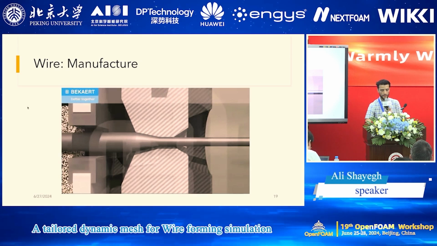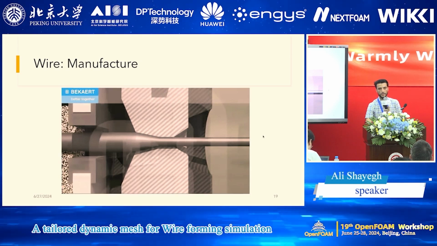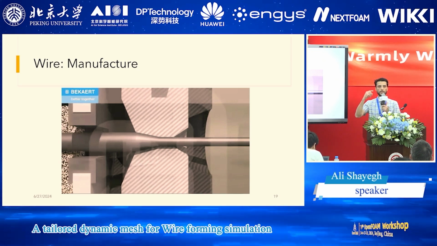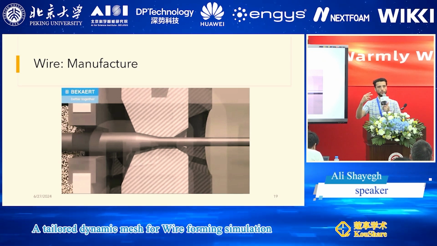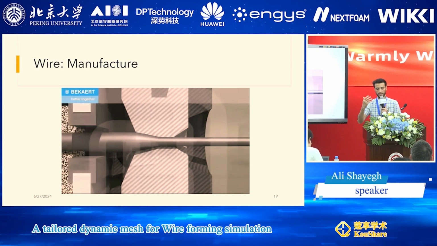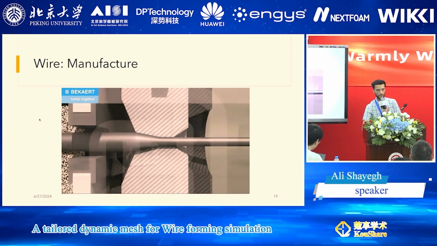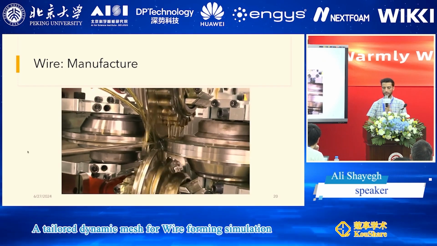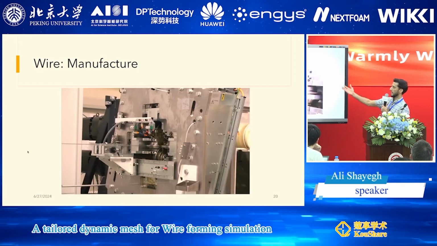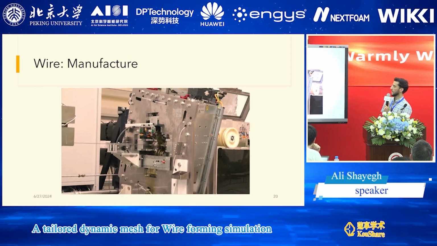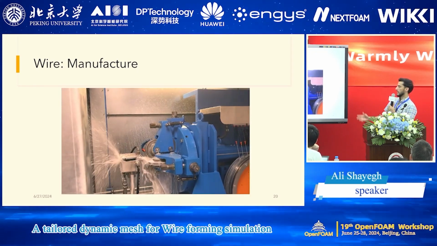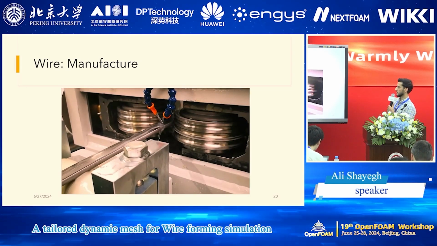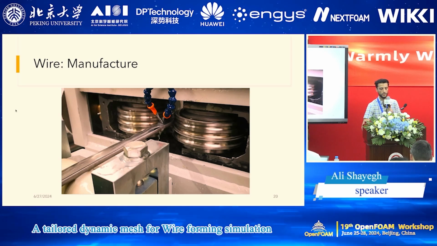And then we have rolling. The idea is to change the cross-section of a round wire to the favorite shape based on the application we have in mind. So after drawing, the main pass, which is rolling, happens. This is a rolling stand with 4 rolls, another one with 4 rolls, and this one has 2 rolls.